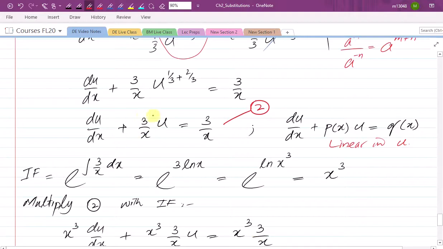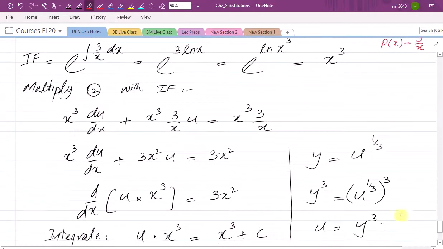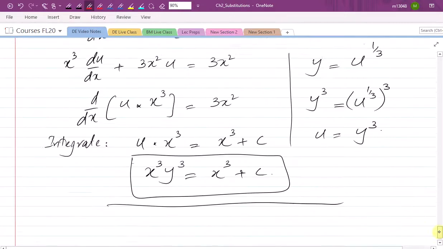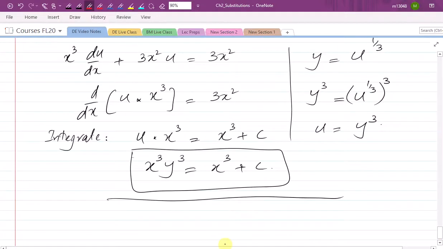We find the integrating factor using this p of x. In our equation p of x is 3 over x, and we multiply the equation with it. The left hand side becomes this derivative, and then we integrate. If we remember the steps, then the solution is not very difficult actually.